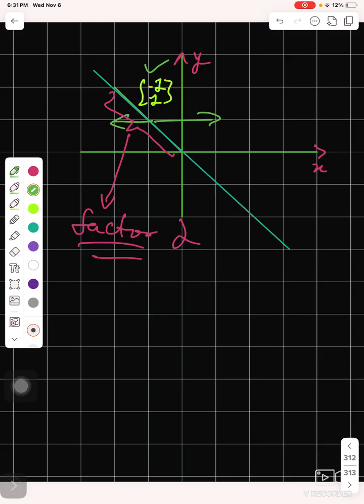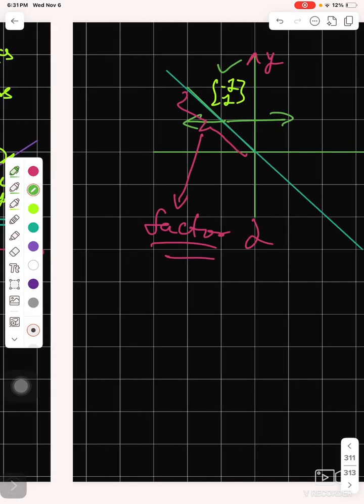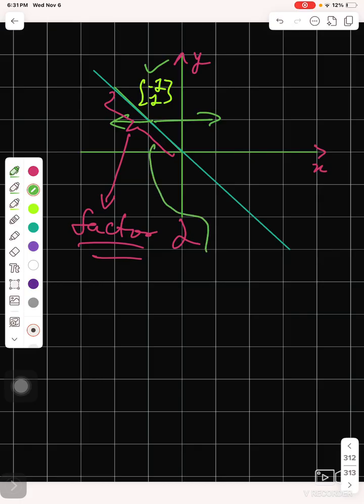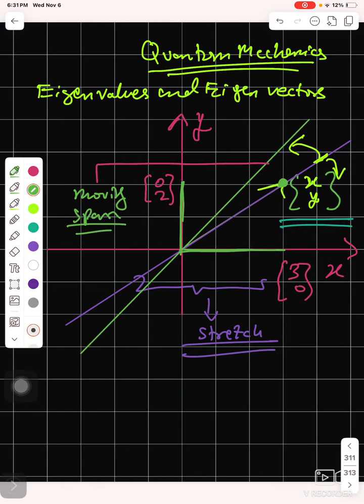Along this diagonal axis, it's called a diagonal axis. And the other one, which is along the x-axis, the main thing about that one is that it will every time stretch with a factor of 3. So if you zoom in or zoom out, the scaling factor will be 3.